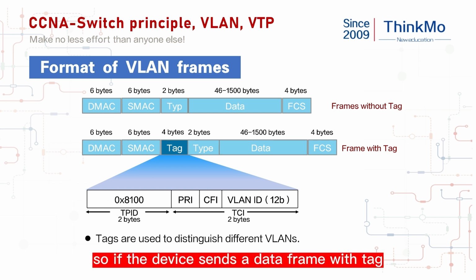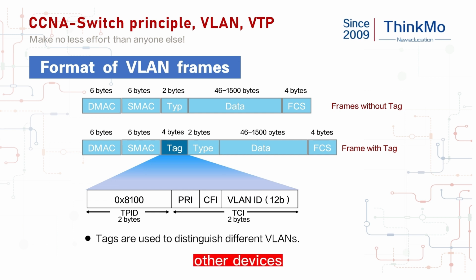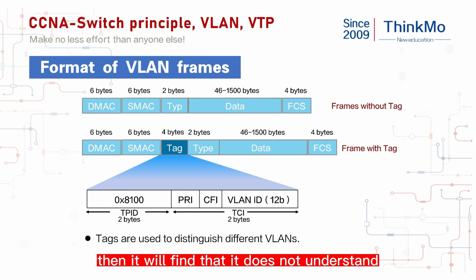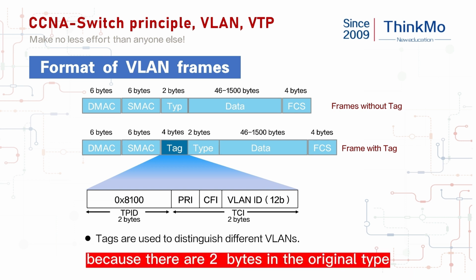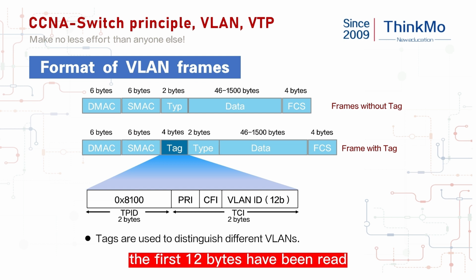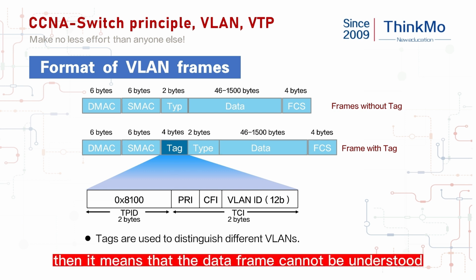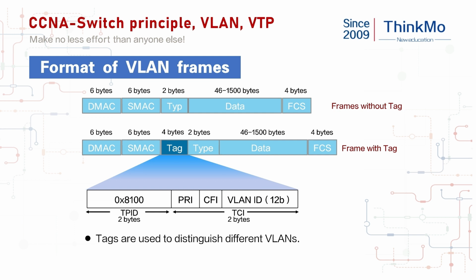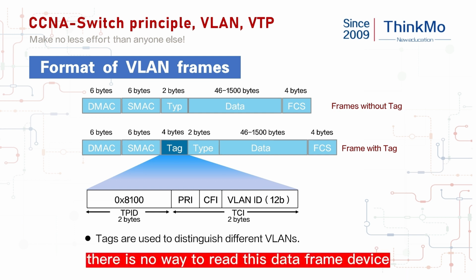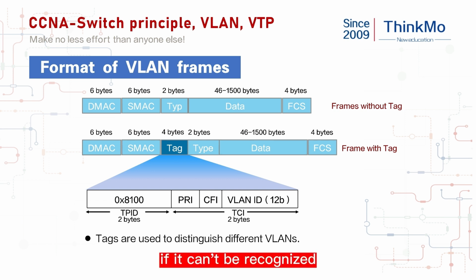So if a device sends a data frame with a tag, other devices will interpret the data frame according to the type, and then find that they do not understand it. Because there are 2 bytes in the original type, after the first 12 bytes have been read, the 2 bytes of type should be read. As a result, these 2 bytes have been read, and it finds that this does not seem to be a type. That means the data frame cannot be understood. If it can't be recognized, it can only be thrown away directly.